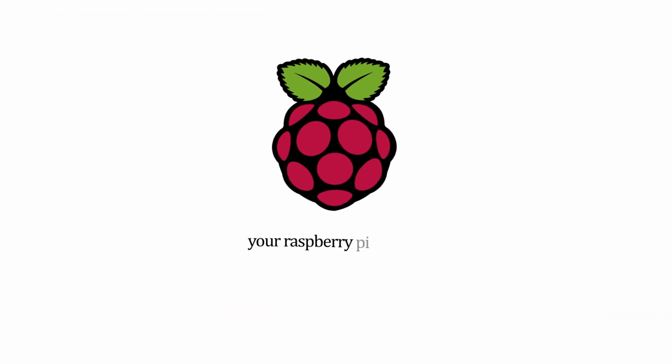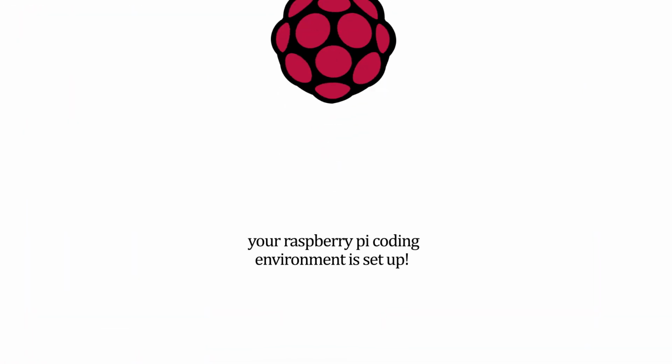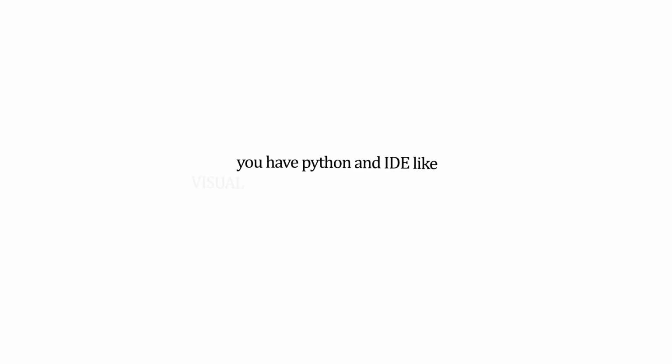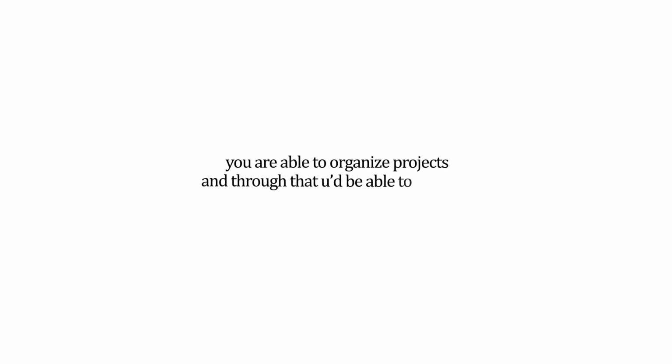And that's it. Your Raspberry Pi coding environment is set up. You have Python and an IDE like Visual Studio Code or Thonny for text editing. You're able to organize projects, and through Git, you'd be able to perform version control. And lastly, we covered virtual environments.